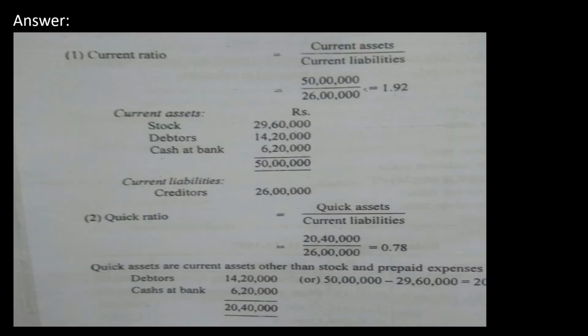What is the first one? Current ratio. Current ratio is nothing but current asset by current liability. My current asset is 50 lakh divided by current liability of 26 lakh, which is nothing but 1.92.